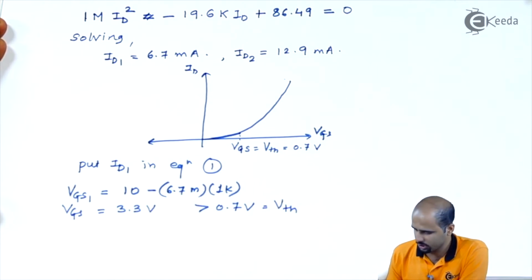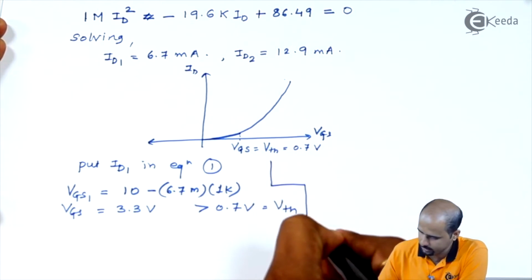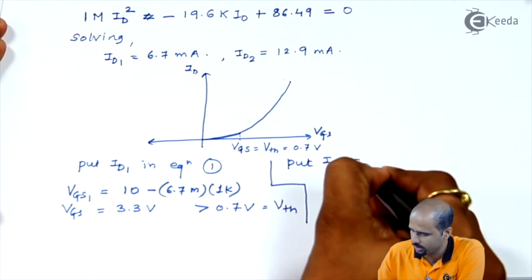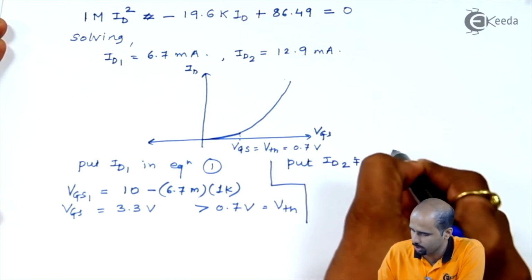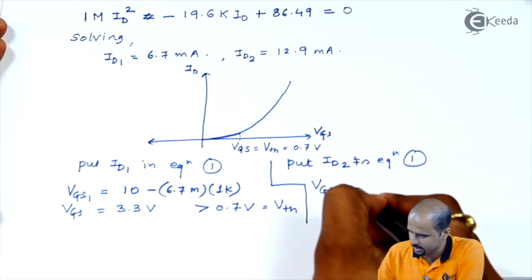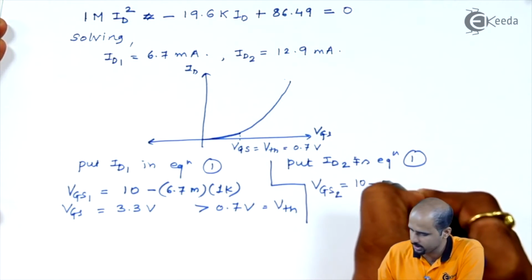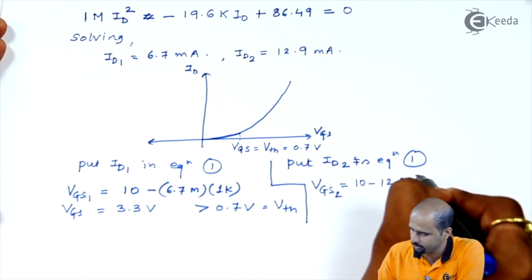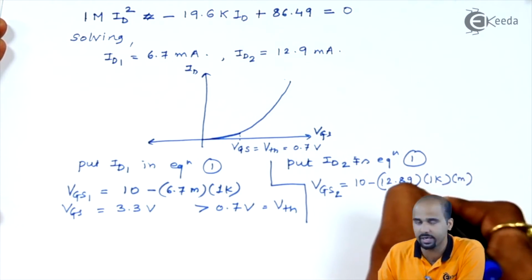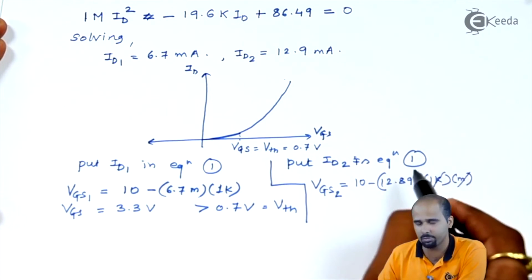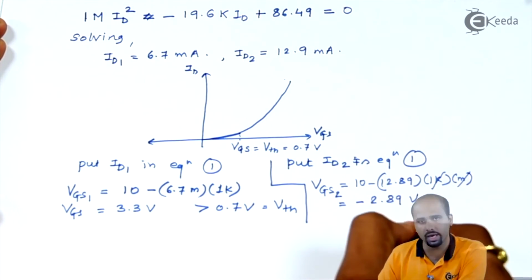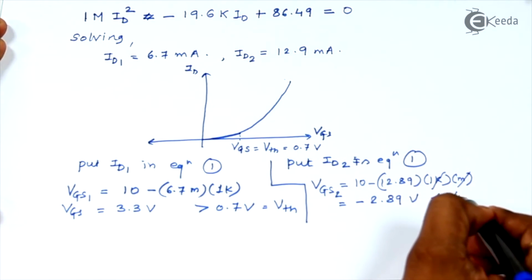Okay, let's put the other value of ID, right? So we'll put ID2 in equation number 1, then we will be getting the value of VGS2 is equal to 10 minus 12.89 multiplied by 1k into milli, right? 1k and 1 milli will get cancelled, and I will be getting minus 2.89 volts, right? Which is less than VTH.